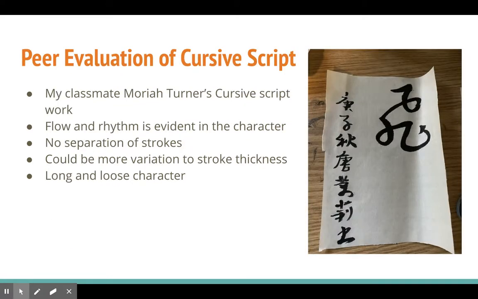This is my classmate Mariah's script work. The flow and rhythm of her characters is evident in this piece. There is no separation of strokes, and it is long and loose in terms of the character as a whole. What could be improved upon is more variation to her stroke thickness.